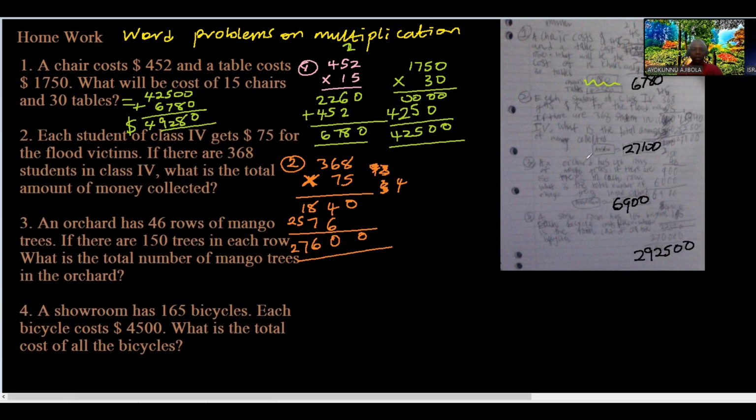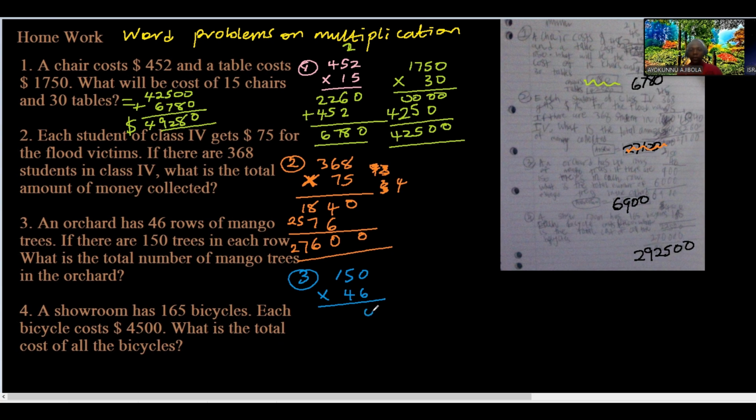Okay. We got 27,100 instead of 27,600. So you need to take note of that, okay? And number 3, we have an orchard that has 46 rows of mango trees. If there are 150 trees in each row, what is the total number of mango trees in the orchard? So that means we have 150 trees in 46 rows. We multiply it.